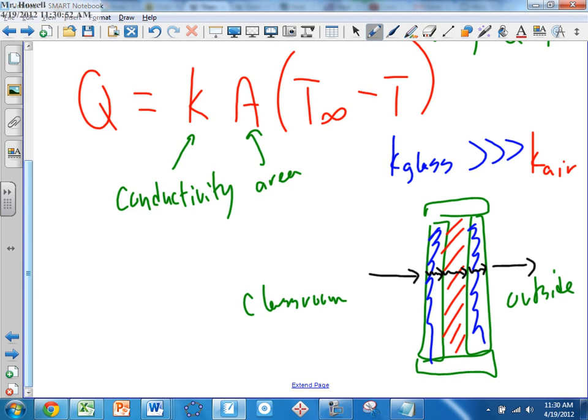If we're in the winter, the heat goes from the classroom through the first piece of glass very quickly. But then it gets slowed down a lot in the air. There's not much left going through, and then it goes through the glass again, and then it's into the outside. So the air here acts as an insulator.